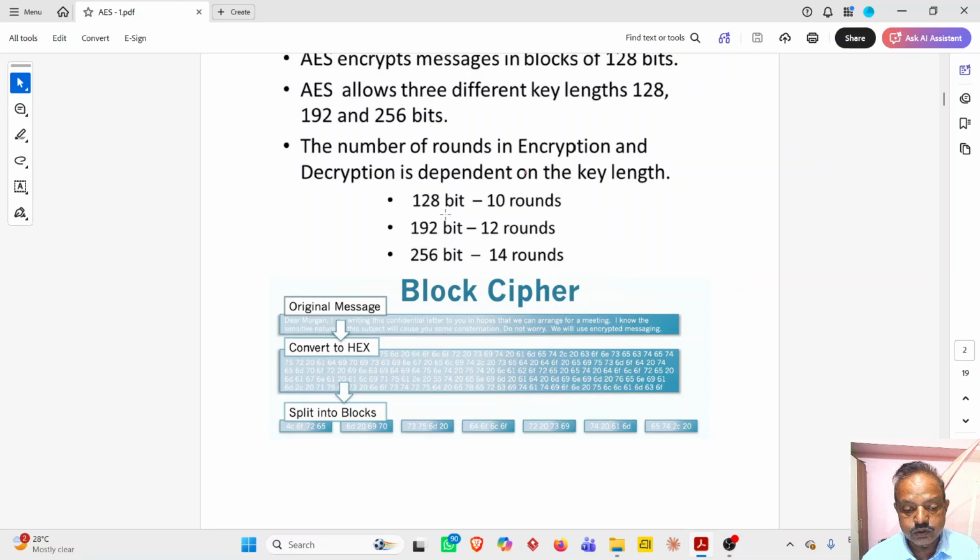Then, how does this block cipher work? Suppose there is an original message we want to encrypt. We take that message as ASCII numbers. For example, "once upon a time there was a great king who had a beautiful queen," whatever message we want to send. Initially it is converted to binary, then to hexadecimal, HEX. After that we convert it into blocks. 8 bits make a byte, so 4 bytes of data, and 4 into 4 like that makes the blocks.